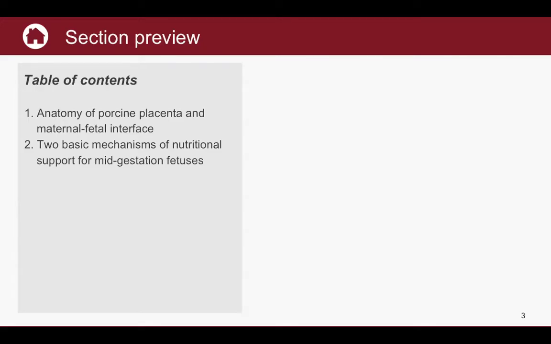This session has two specific objectives. First, to review the anatomy of the porcine placenta and maternal-fetal interface, and secondly, to understand the two basic mechanisms of nutritional support for fetuses. Because this is a prequel to two subsequent presentations, I would like you to think about these two important questions as they relate to PRRS transmission.